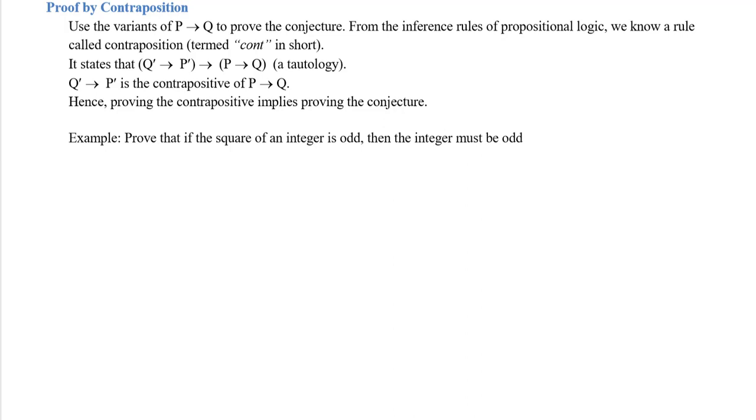In the previous section we've seen contraposition, and we've seen that P implies Q can be derived from not Q implies not P. So it is sufficient to say that if we need to prove P implies Q, we just try to prove not Q implies not P. So let's see an example.